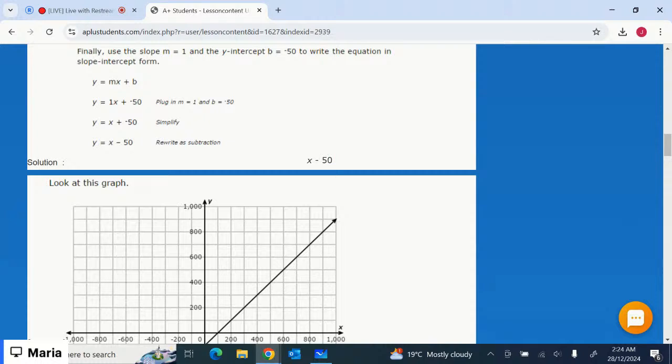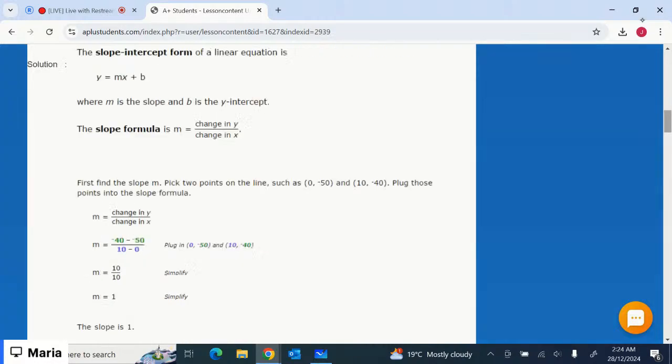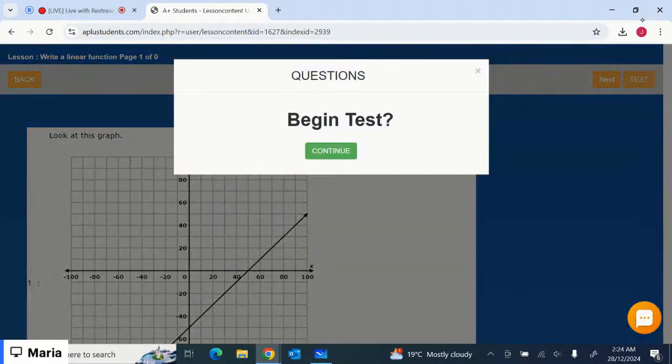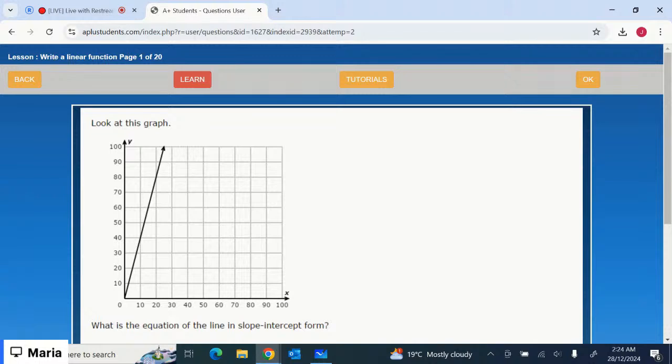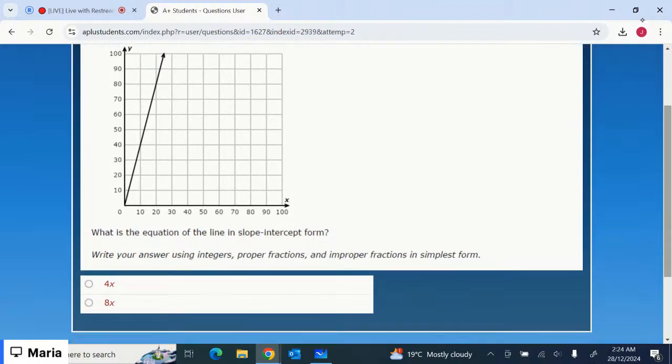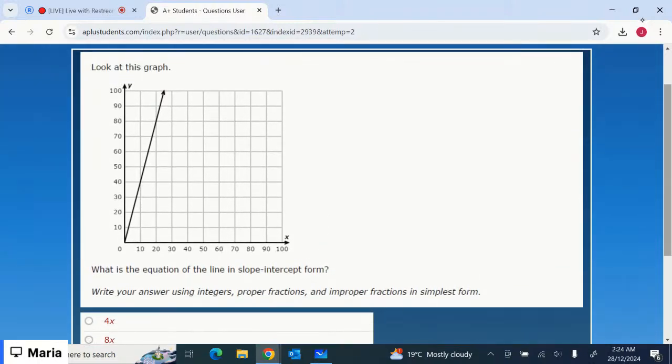Okay, let's just start with the test questions. Look at this graph. What is the equation in slope intercept form?